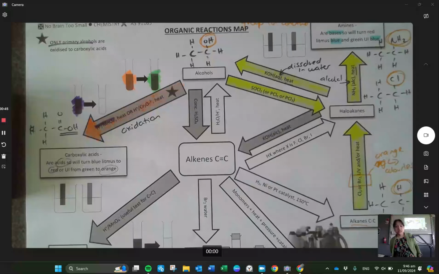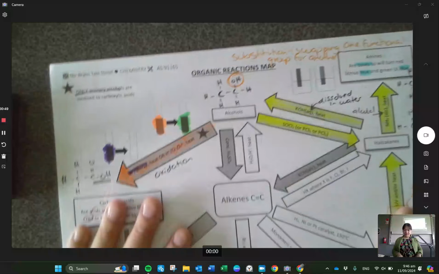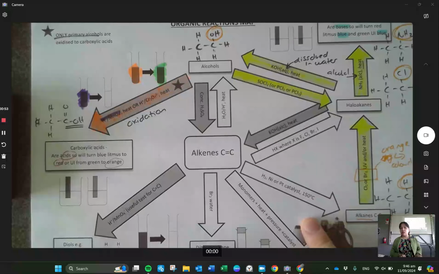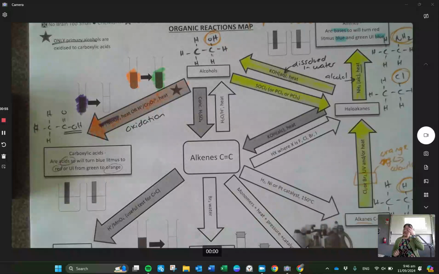Alrighty. Okay. So, I didn't have this piece of paper the other day when we were talking about elimination reactions. So let me just point them out to you guys again. I'm going to try to do some color coding. I used orange and I used yellow. So let's use green.